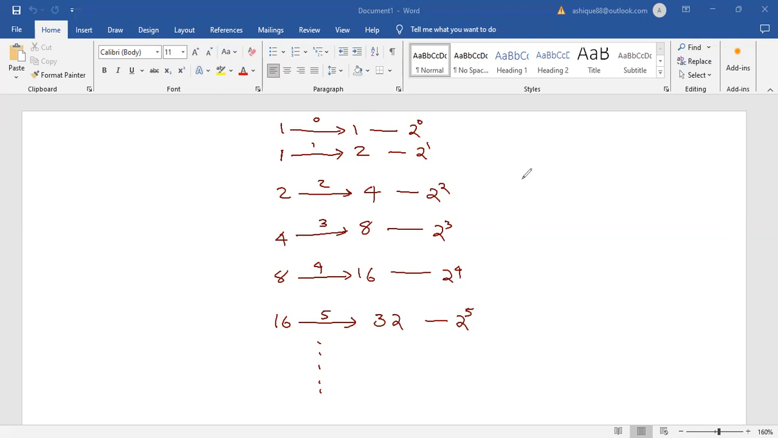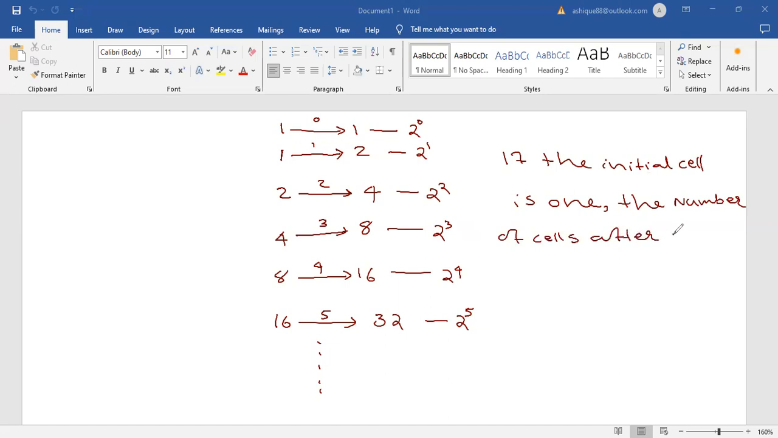Okay. So if the initial cell is 1, that is, at the beginning there is only one bacteria in the media, the number of bacterial cells after the nth generation will be 2 raised to n. Is it clear? The number of bacteria will be 2 raised to n.